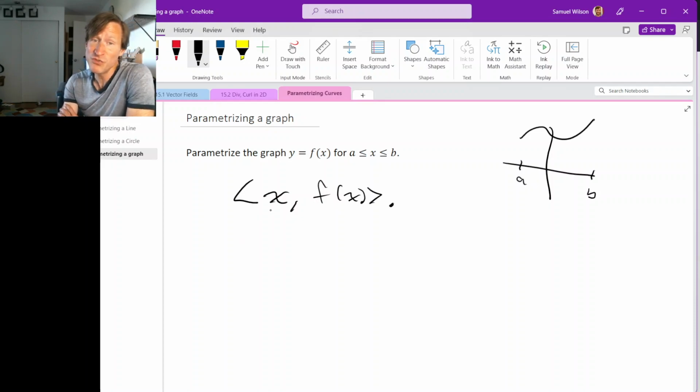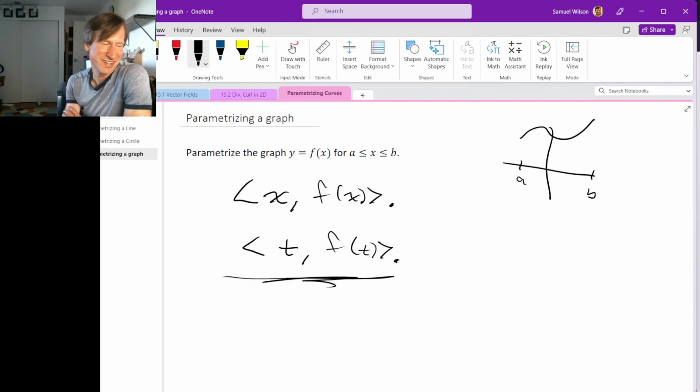If you find it confusing to use the variable x as a parameter when there's also a coordinate called x, you could call the parameter t instead of x, and that would give you t comma f of t. Okay, so if you want to parameterize a graph, it comes with a parameterization sort of built in.